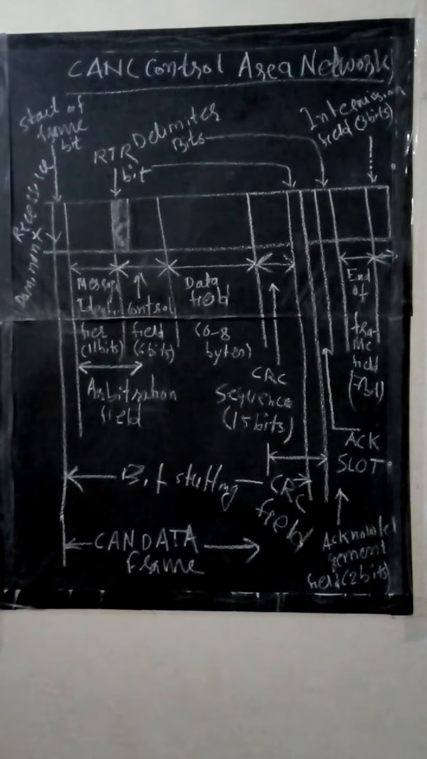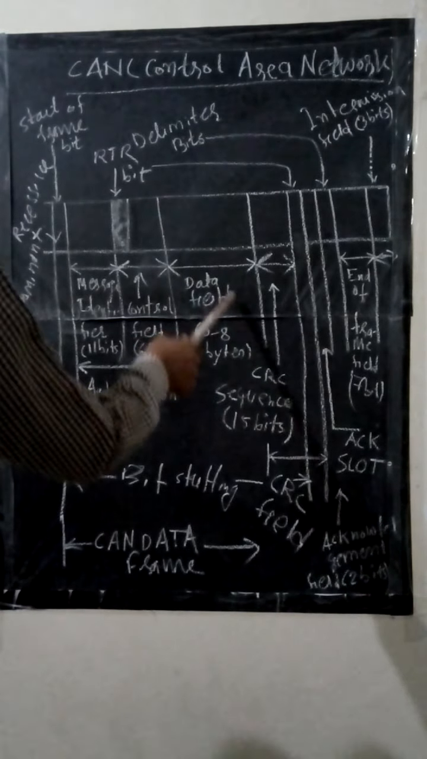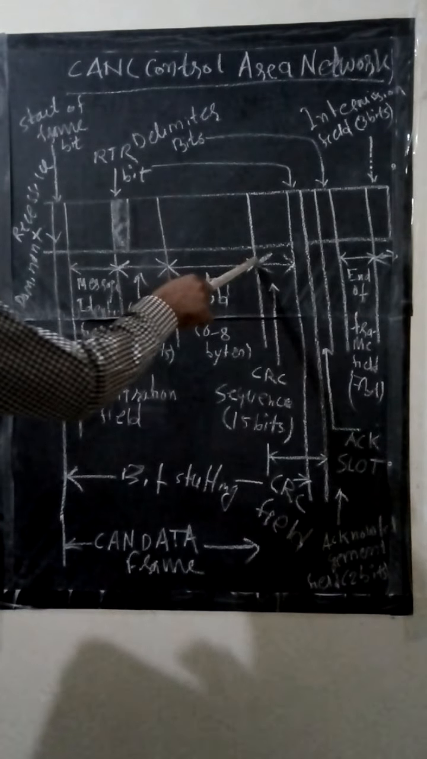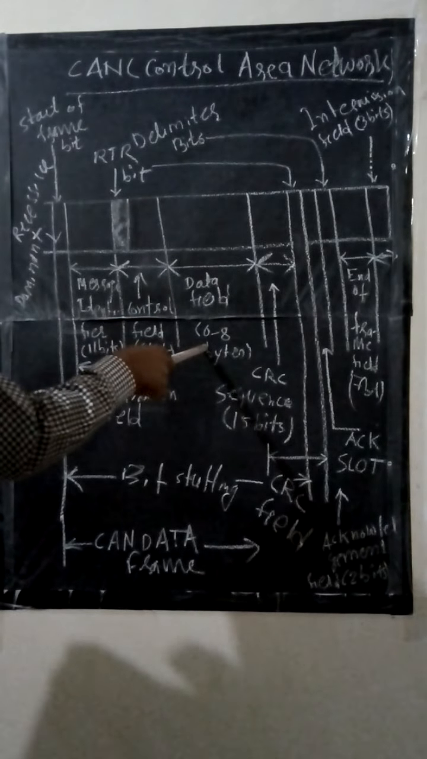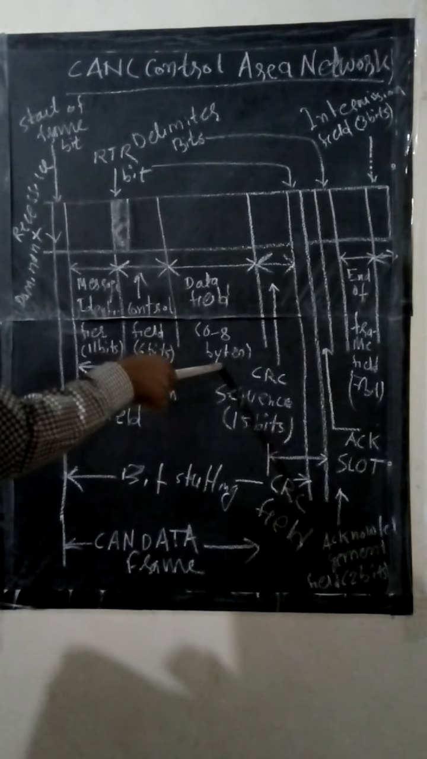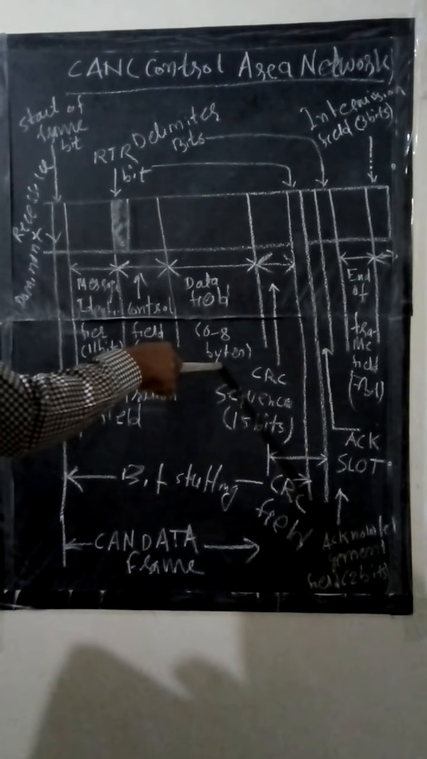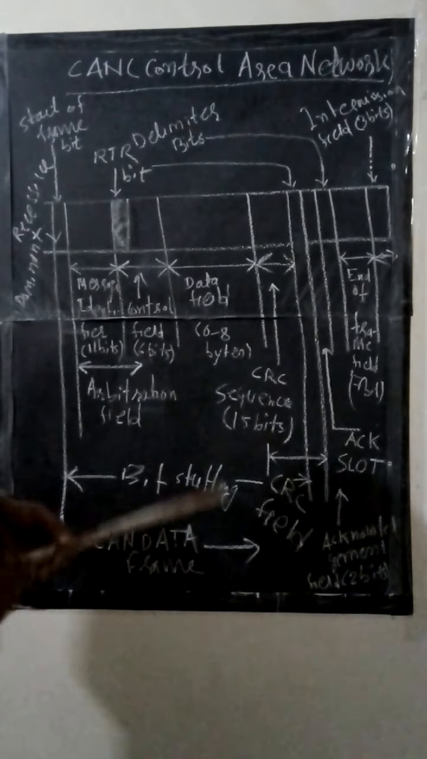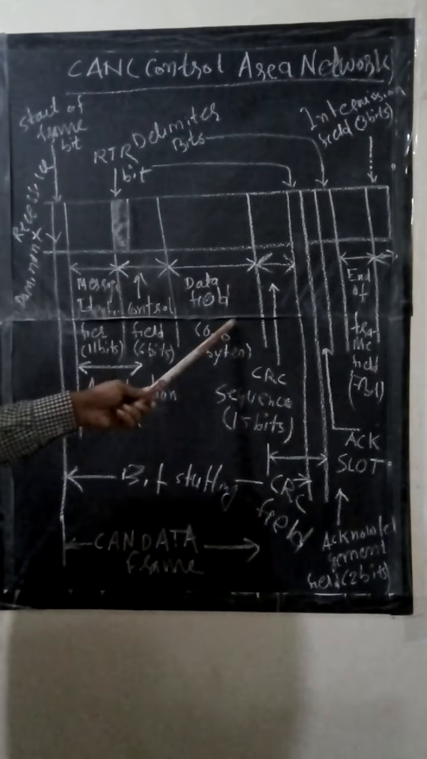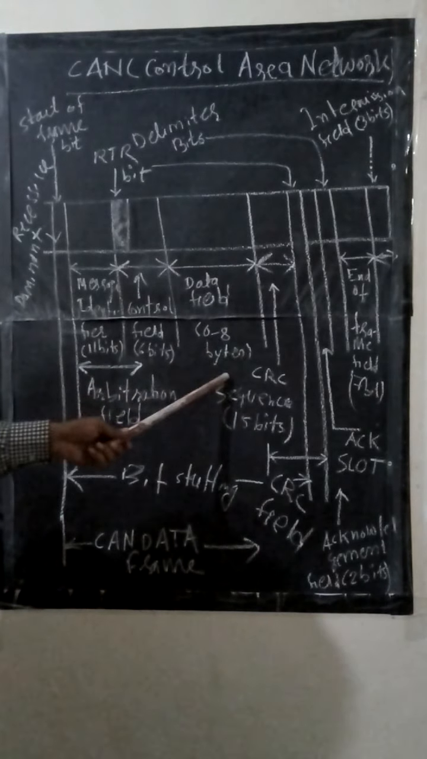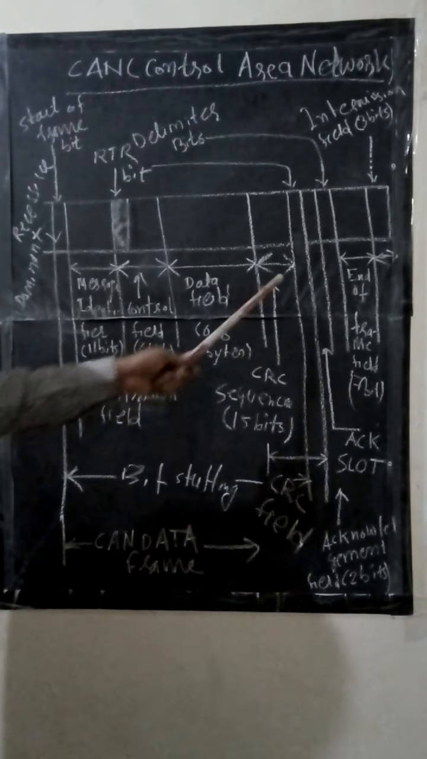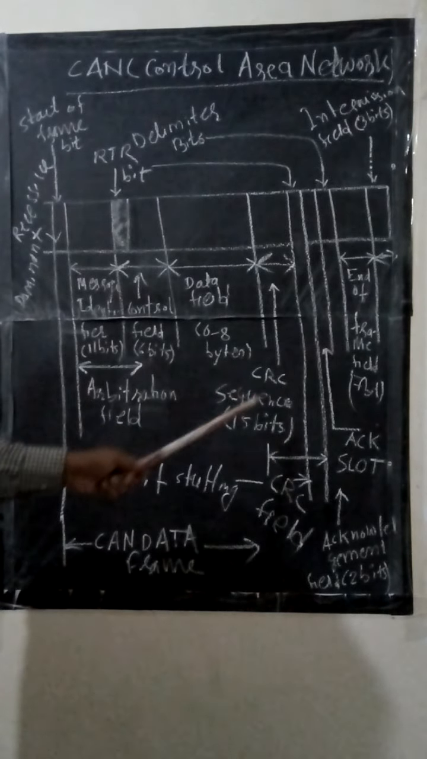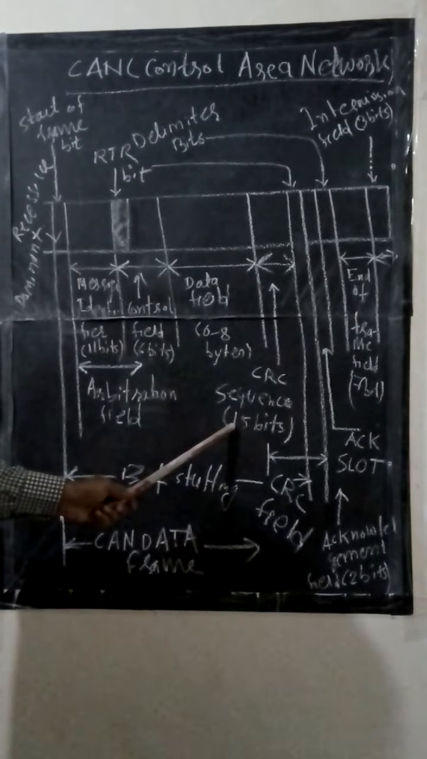Arbitration field. Then this one is the data field. From this point to this one, this is the data field, which consists of 0 to 8 bytes. Here you have to keep in mind the difference between bit and byte. Data field consists of 0 to 8 bytes. This one is the CRC. CRC sequence means cyclic redundancy check sequence, which consists of 15 bits.